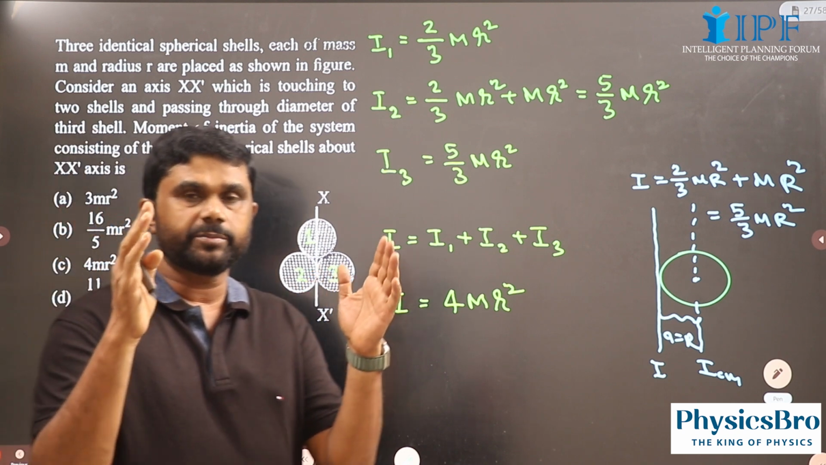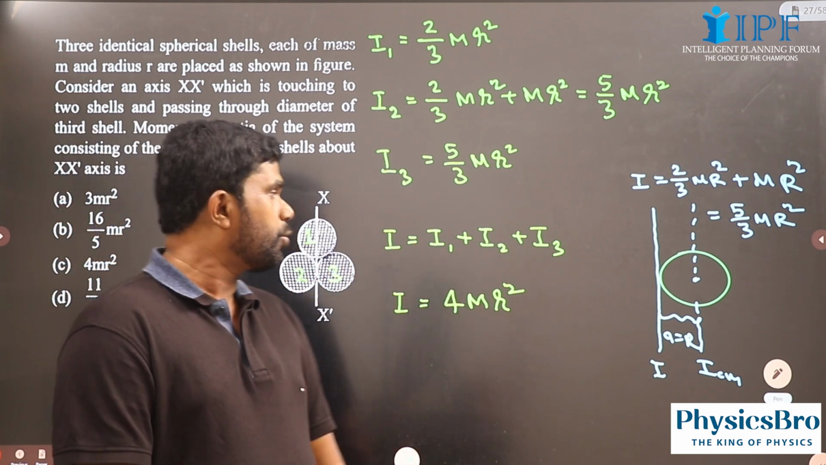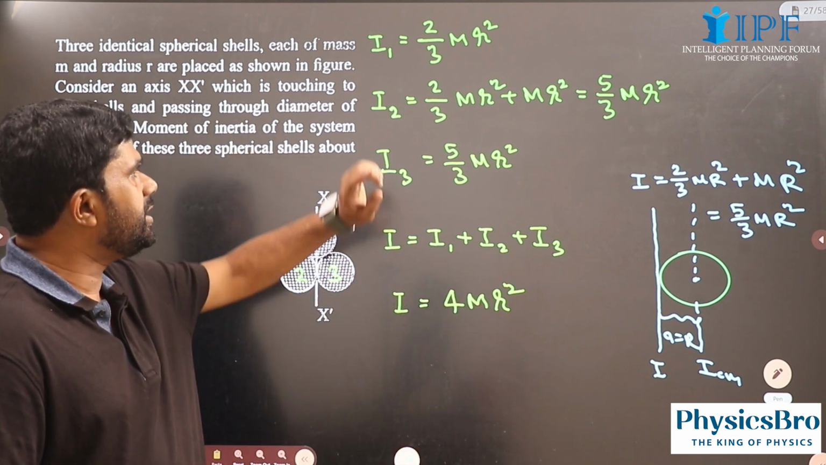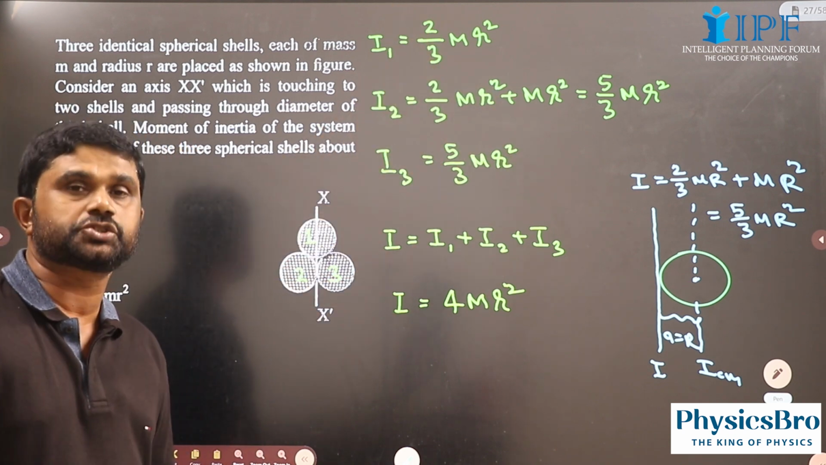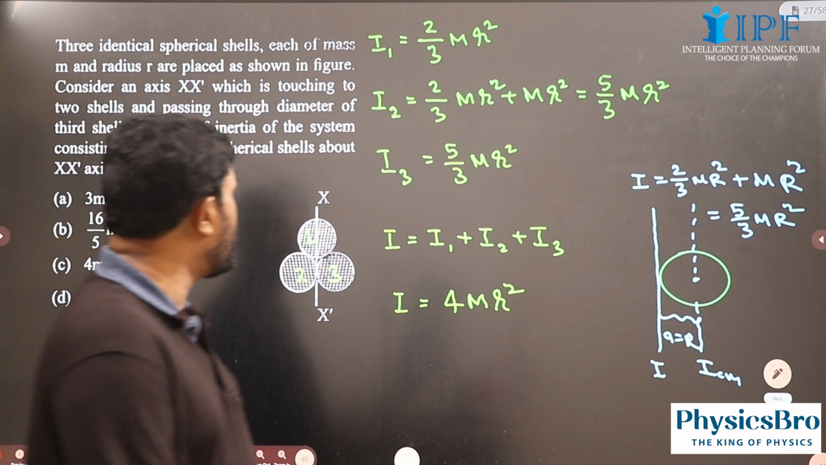Total moment of inertia will be I1 plus I2 plus I3. So that will be 5/3 plus 5/3, 10/3, plus 2/3, that is 12/3 or 4 mr².